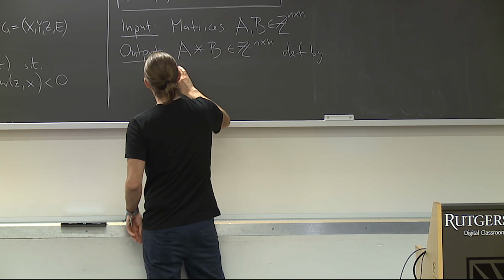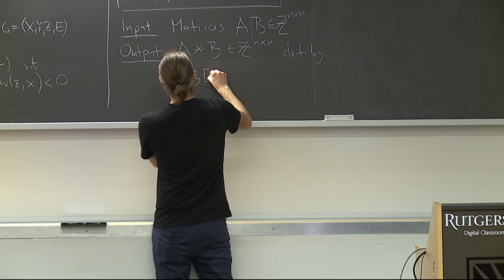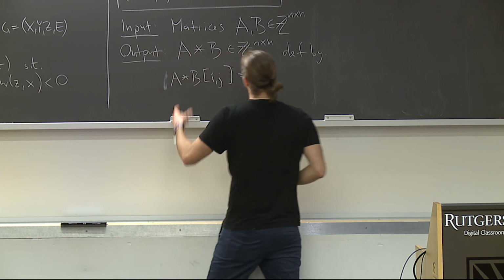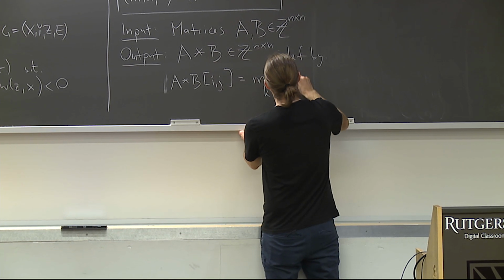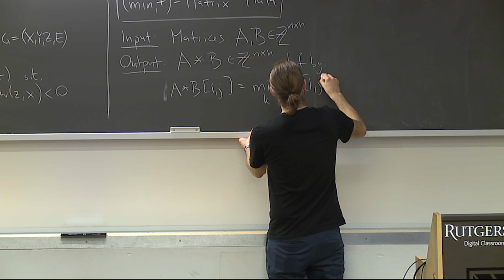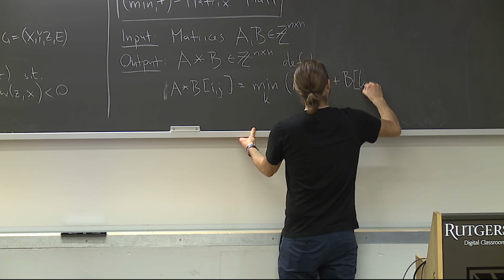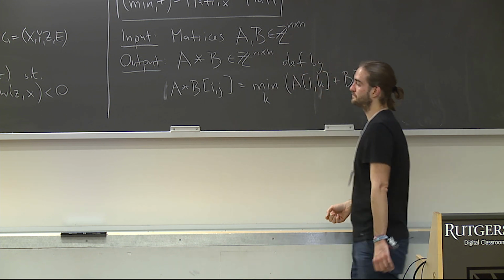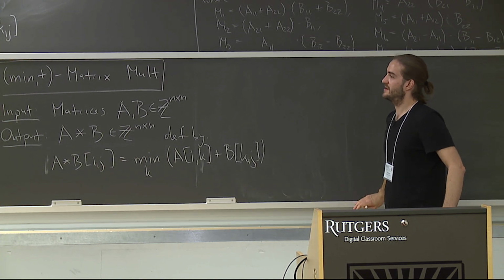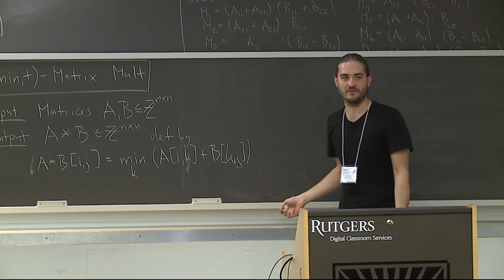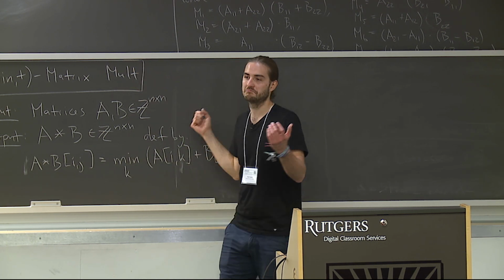The IJ entry in this matrix product is now, maybe you can already guess it, the minimum over all k of A_IK plus B_KJ. So again, we take matrix multiplication as up there, and we replace the operators by something different. This time we replace sum with minimum and product with plus.